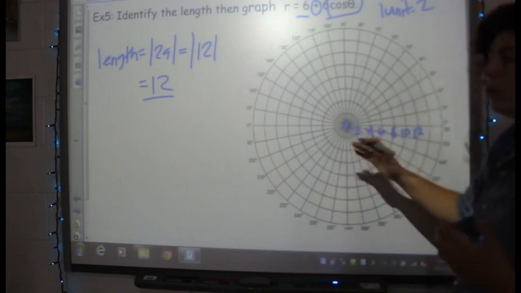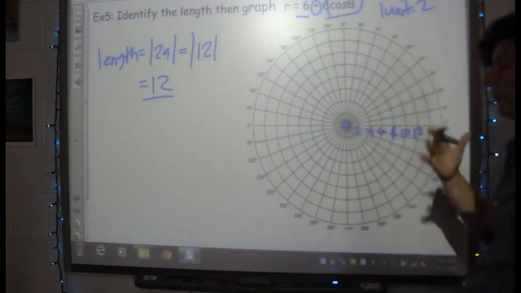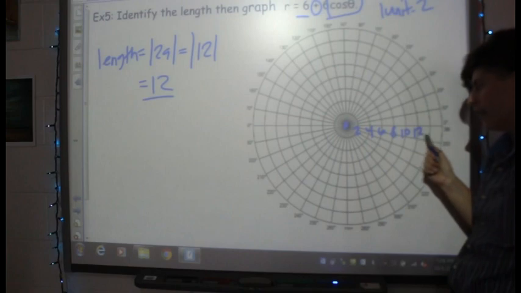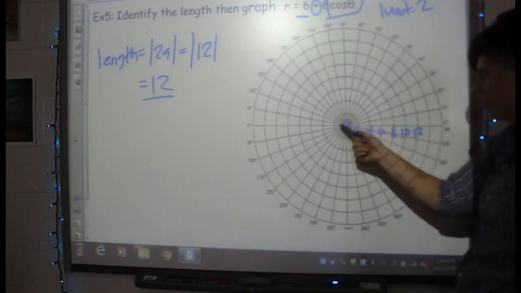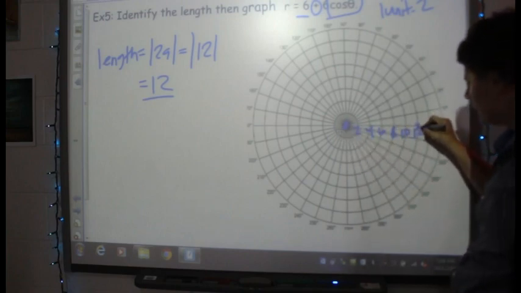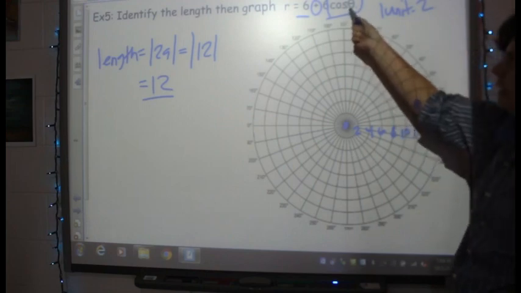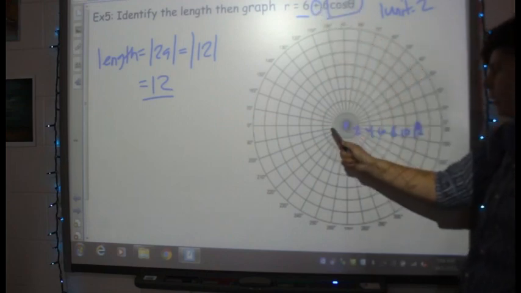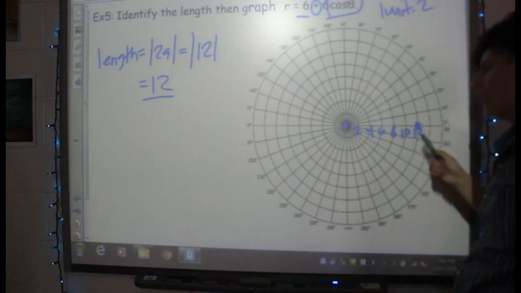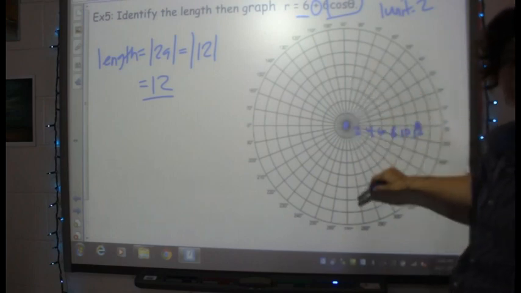A lot of times with polar, you have to rescale the graph, and people get confused about that. So make sure you're very clear about what units you're counting to. So we count out to 12 on the positive x-axis. Again, we know it's x because of cosine, positive because of the plus sign, so we go to the right. Then we're going to talk about the width of my cardioid.